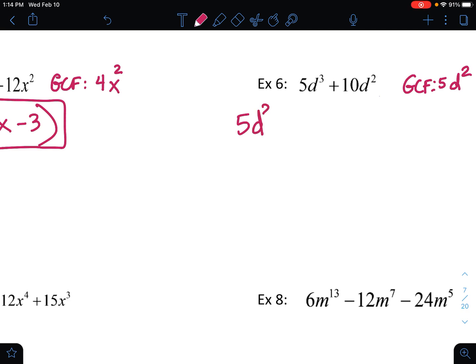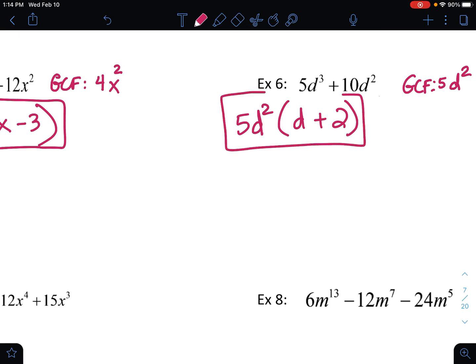So I'm going to set that up in front of parentheses. Now divide. 5 divided by 5 is just 1. I don't need to write that down. d to the third divided by d squared is d. And then plus 10 divided by 5 is 2, and both of the d's are in front. So recheck. This is going to distribute to be 5d to the third, which is what I want, and this will be 10d squared. So we are good.